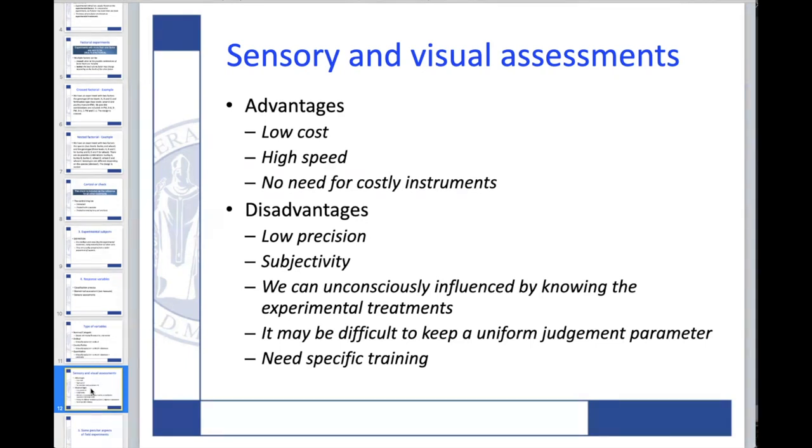Furthermore, when we do assessments, we tend to get tired. And when we get tired, we tend to lose our uniform judgment parameter. So it might be that when the time progresses, we lose our efficiency. And of course, we need a specific training.